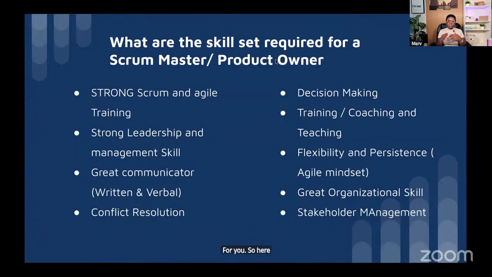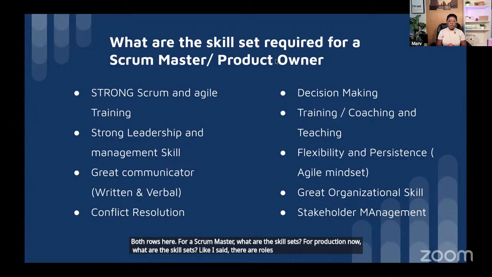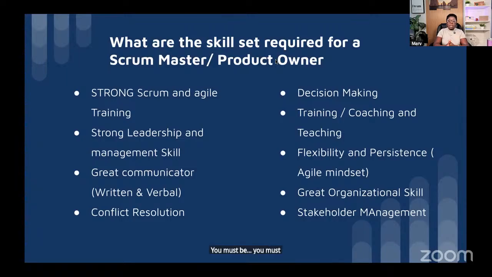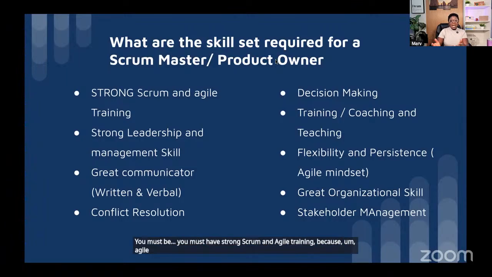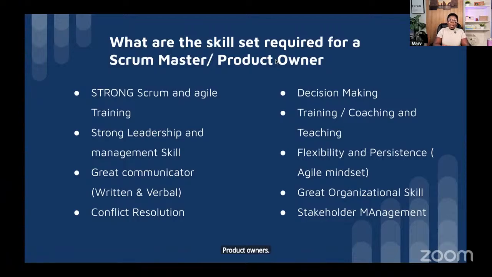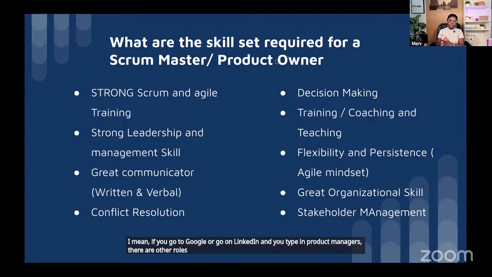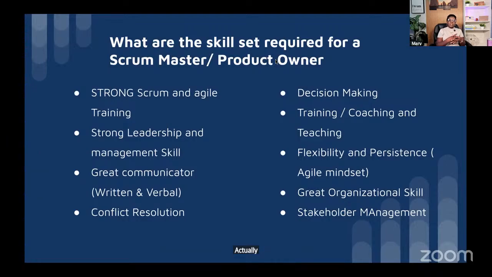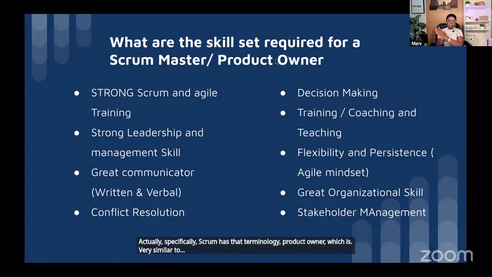So here I have merged the skill sets required for both roles. For Scrum Master, what are the skill sets? For product owner, what are the skill sets? Like I said, there are roles that are interwoven. One is that for you to be a great product owner, you must have strong Scrum and Agile training, because Agile organizations hire product owners. There are other roles, like product managers. If you go on Google or LinkedIn and type in product managers, there are other roles. Specifically in Scrum, the terminology is product owner, which is very similar to product manager.